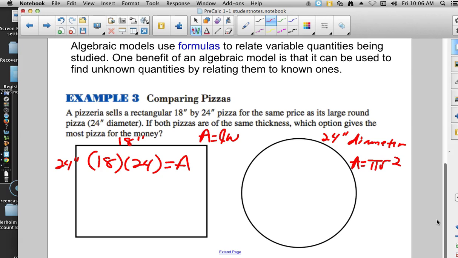And we get 432 square inches. On the other side, we recognize, okay, they're baiting us with the 24. We really need a 12 in there for r. So it's going to be 12 squared times pi, and we do have a pi button on the calculator.